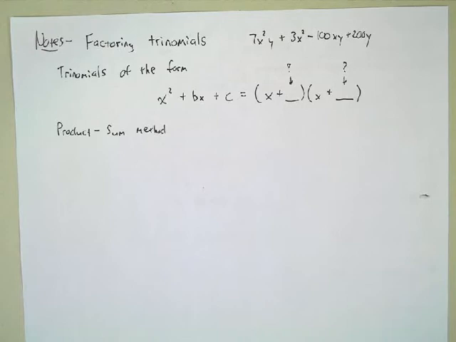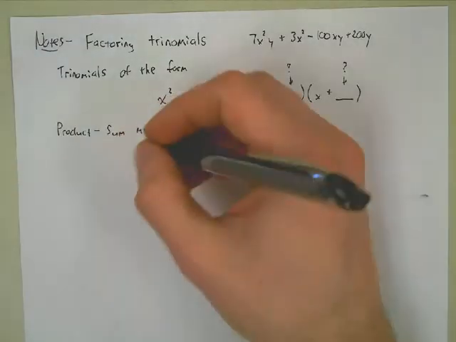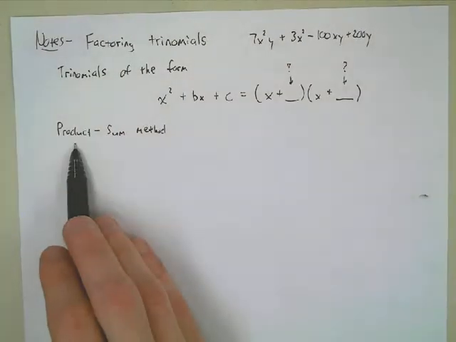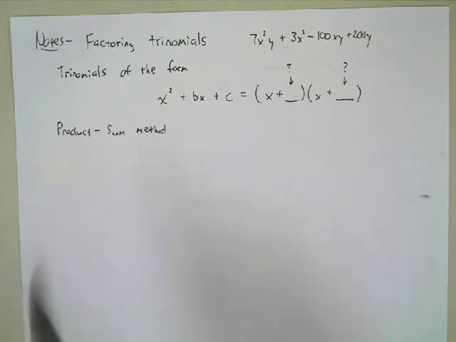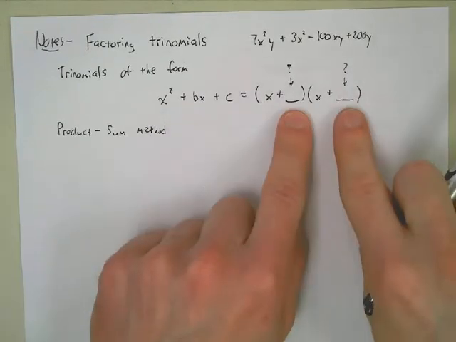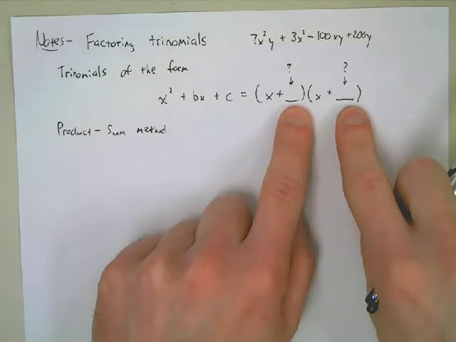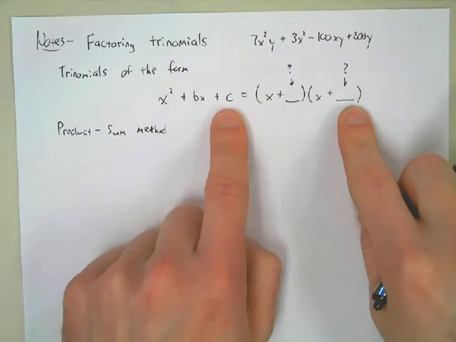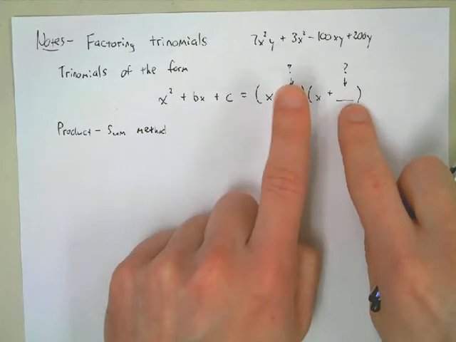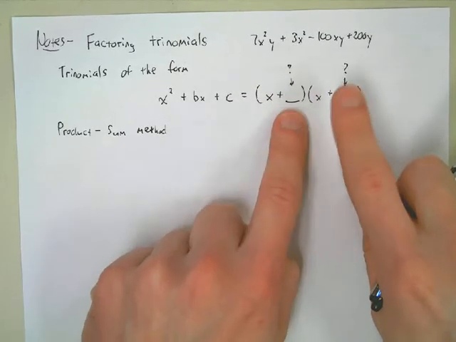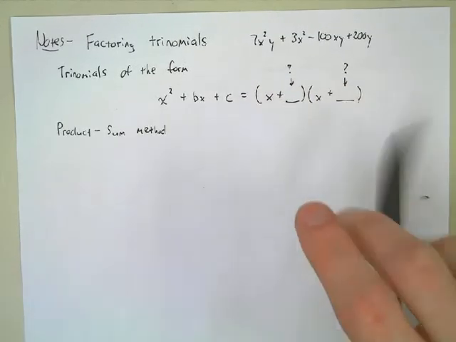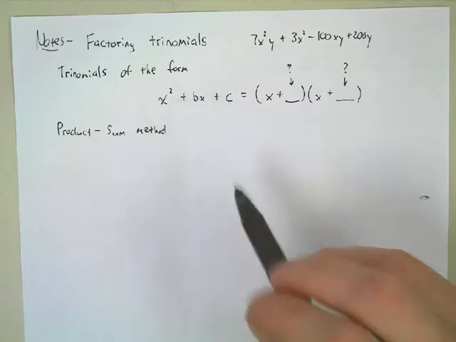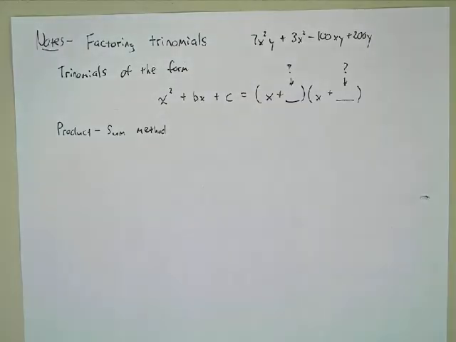One way we can do that is by using something called the product sum method. Because we just saw in the warm-up that these two mystery numbers have to multiply to which number? The C. And these two mystery numbers not only have to multiply to make C, but they have to add to make what? B. The number in front of the x, the B.